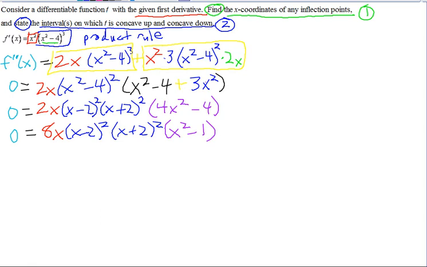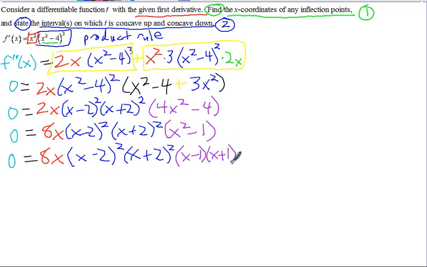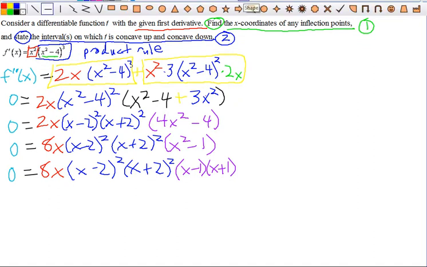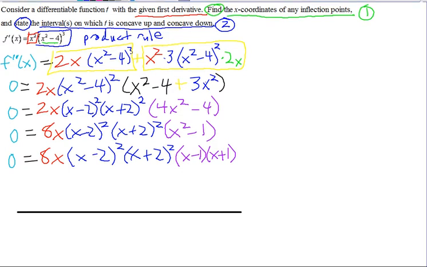But I can factor a little bit further. These terms stay the same. But then x squared minus 1, another difference of squares. Factoring x minus 1, x plus 1. Okay, so this time we've got 5 different things that are going to go on our number line. Those critical numbers. We've got 0, 2, -2, 1, and -1 are the zeros that make the second derivative 0.